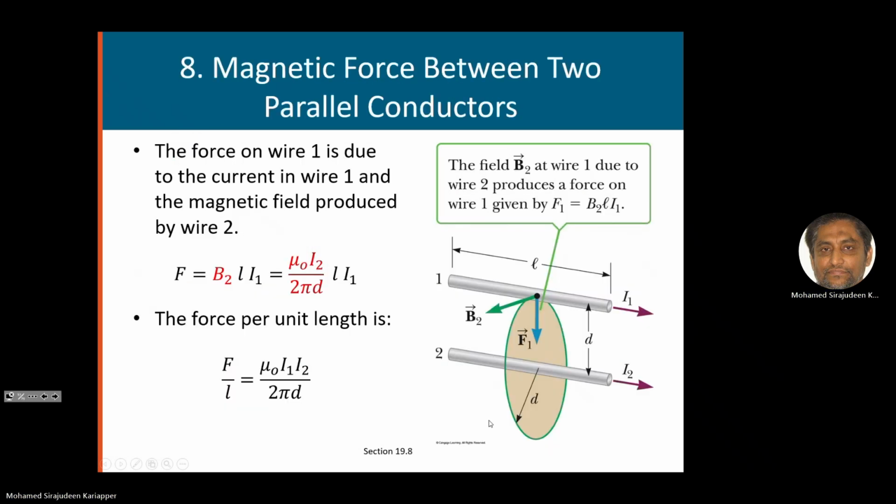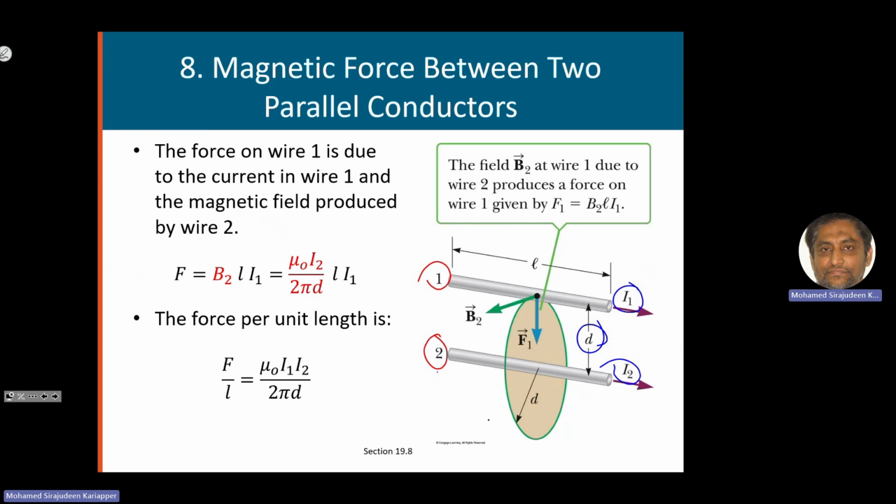Okay. Right. Now we come to another subtopic: magnetic force between two parallel conductors. Imagine you have two wires, they are conductors, wire 1 and wire 2. Wire 1 carries a current I1, and wire 2 also carries a current I2, and they are kept parallel to each other. The distance between them is d, and the currents are in the same direction.